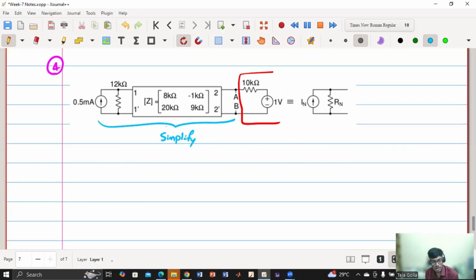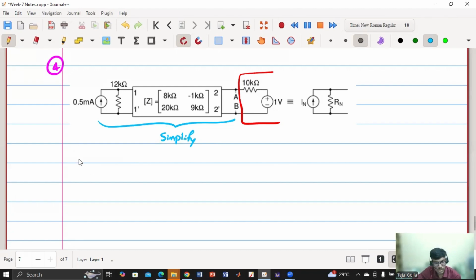Why have I removed them to simplify this circuit? Because we would like to convert this circuit, and the 10 kilo ohm and 1 volt can be added at the end and then considered. But as of now, to remove a lot of calculations, I have removed them. Eventually, you will see that by removing them, things will get simplified, and you will know why I have done that. So first we have to simplify this in terms of Norton current and Norton resistance, right?